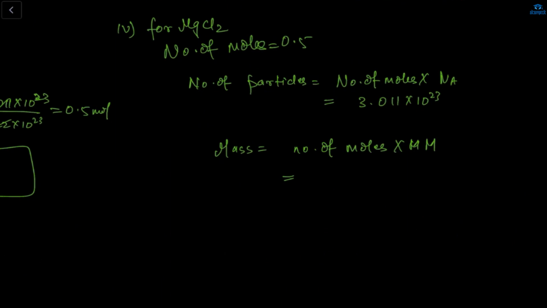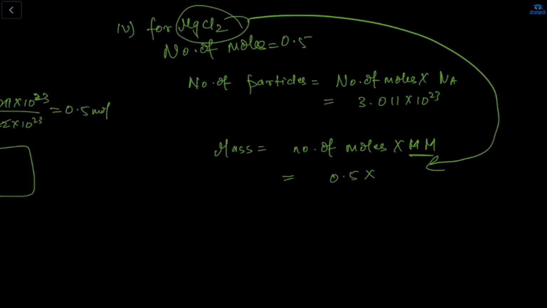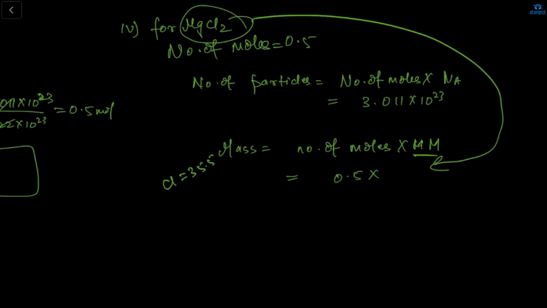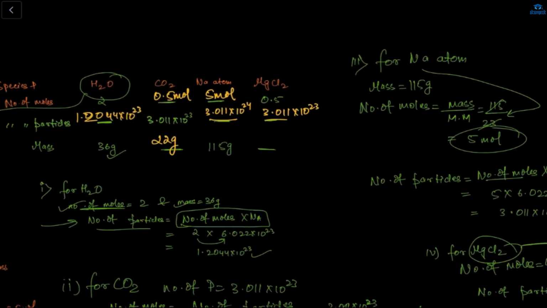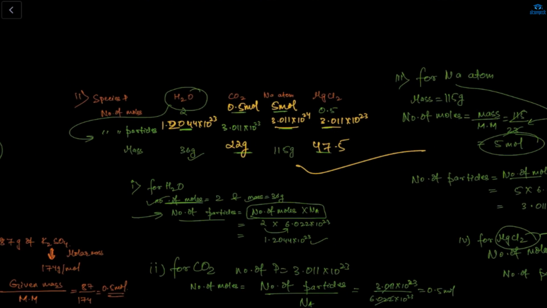0.5 only. Okay, and what is the molar mass of MgCl2? Mg is how much? Ma'am, 24. Chlorine is 35.5, no? Yes, ma'am, 35.5 and Mg is 24. Ma'am, I got 95 after that. So we will just simply multiply this. It will be how much? 47.5 gram. Yes, ma'am. Okay. Done. 47.5. Simple.